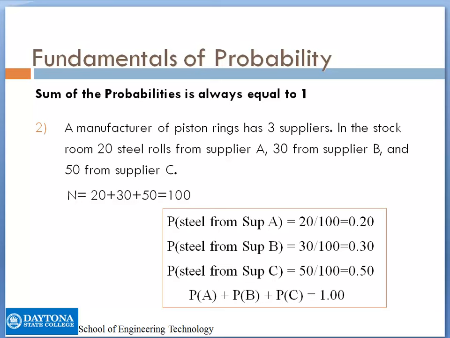So having the total possible outcomes and having the individual outcomes or occurrences is the way that we can obtain the probability of the steel coming from supplier A, which is 20 divided by 100, from supplier B, which is 30 divided by 100, and from supplier C, which is 50 divided by 100. And remember this, the sum of the probabilities of one event is always equal to 1. If you add them all, 0.2, 0.3, and 0.5, that is equal to 1.